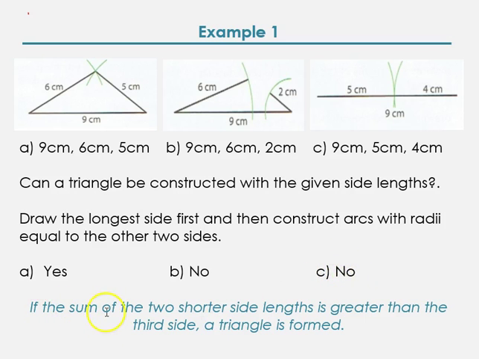What we've learned is if the sum of the 2 shorter side lengths is greater than the third side, a triangle is formed. So 6 plus 5 equaled 11, which is greater than 9. In B, 6 plus 2 was 8, which is less than 9, so no triangle. And for example 1C, 5 plus 4 is 9, which is equal to the 9 centimeters, so we have created a line. The first triangle is a scalene triangle. It has 3 different side lengths.